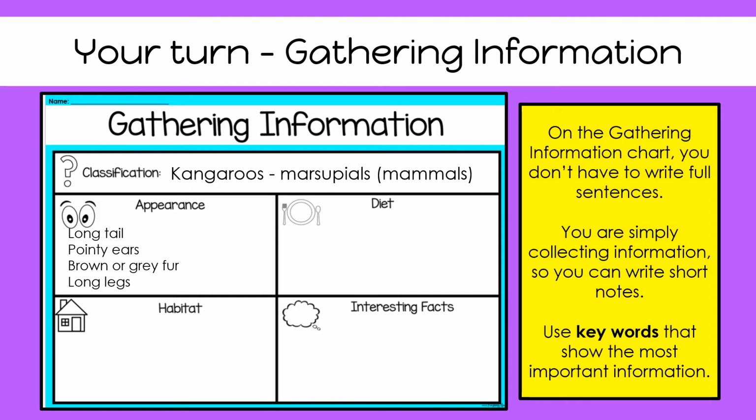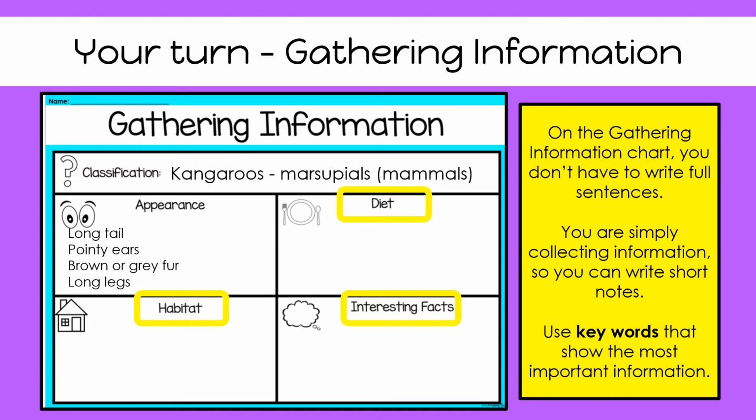Now today we are focusing on the animal's diet, so the things that it eats, and the animal's habitat, so the places where it might live, and interesting facts. Like I said before, if you come across more than one interesting fact, you can write them down. However, one interesting fact is definitely plenty and will be excellent.